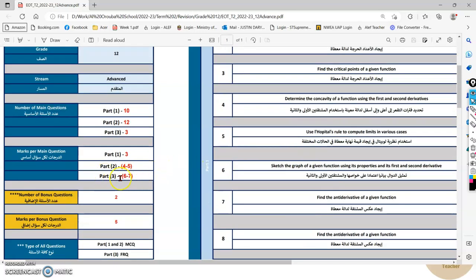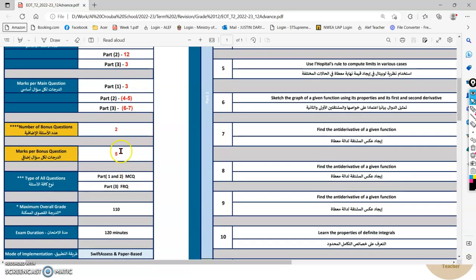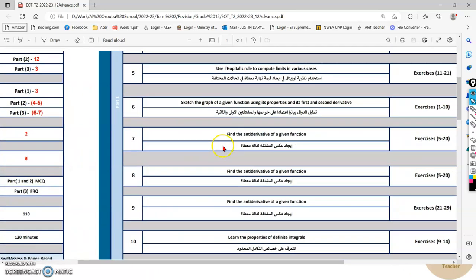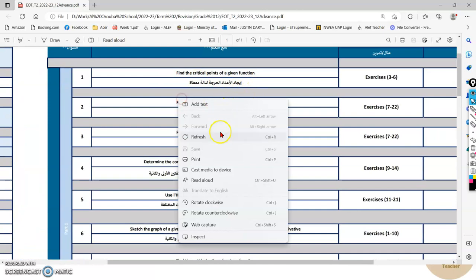Part 3 has the highest marks per question, it's 6 to 7. And you have 2 bonus questions this time, and both the bonus questions will be in writing, that will be included in part 3. Each bonus question is of 5 marks, and these are all the topics.